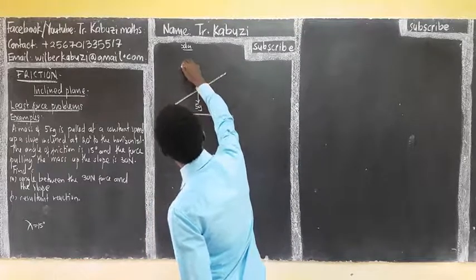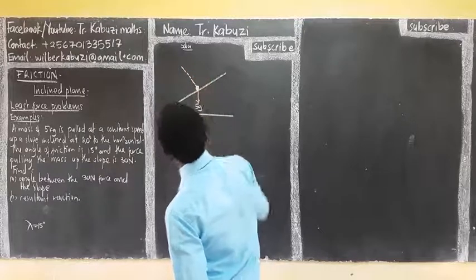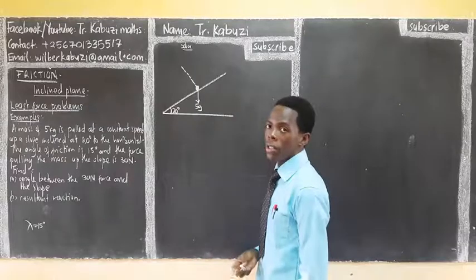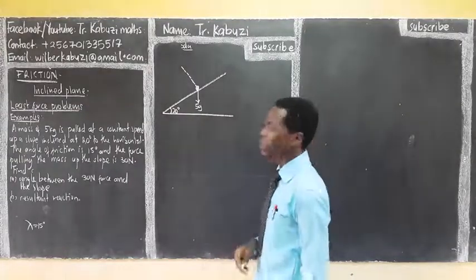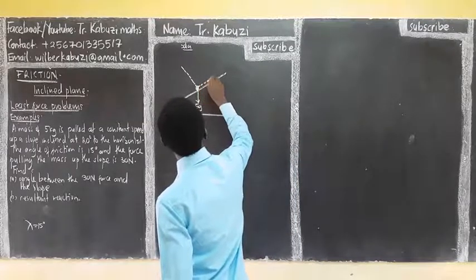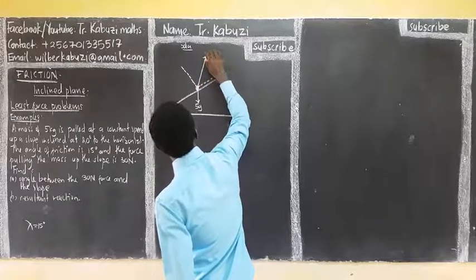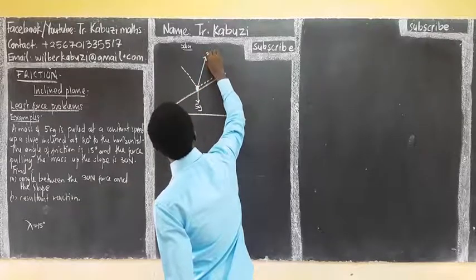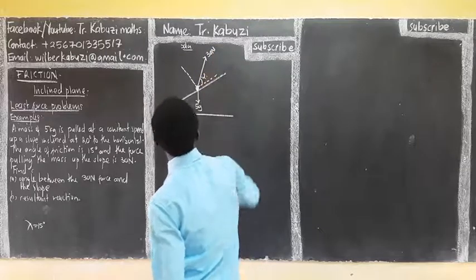Remember, this one is going to have a reaction. Here, you can use Lami's theorem or the other method. Now let me use Lami's theorem, and I will also show you the other method. Remember, the force is pulling at a certain angle, which we don't know. So this force of 30 newtons is pulling at the angle which we are going to call alpha.